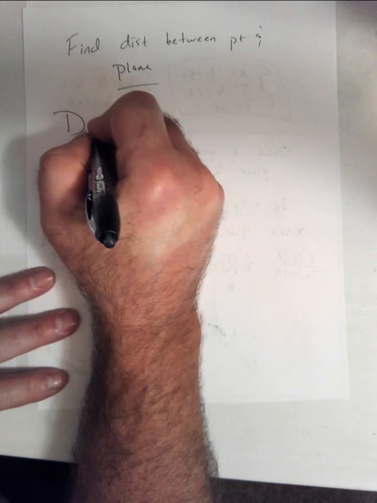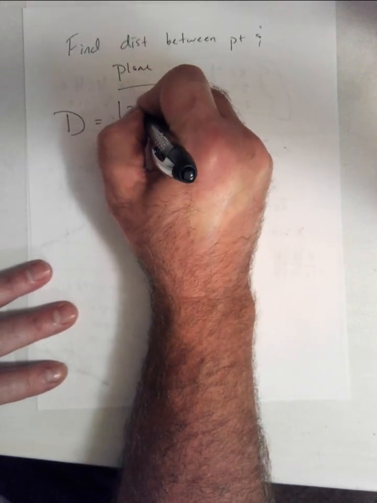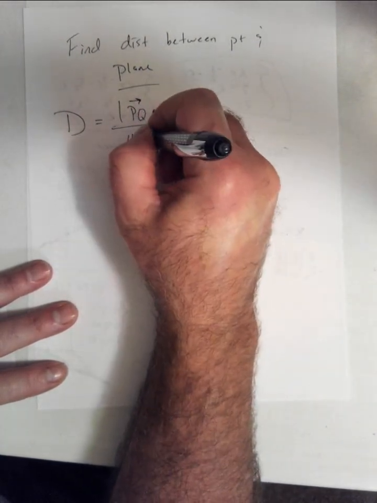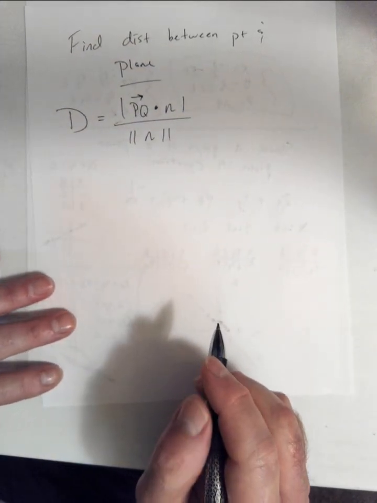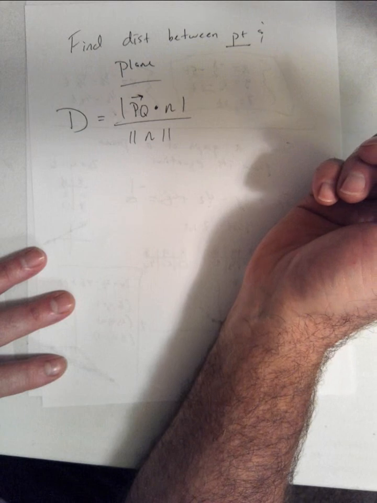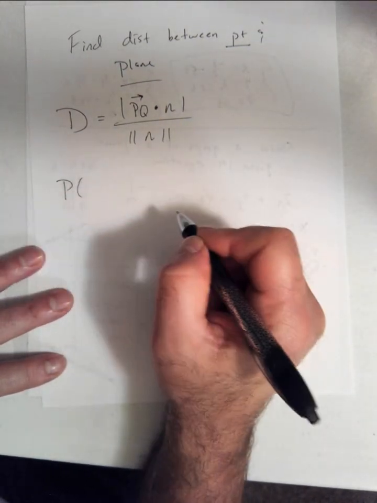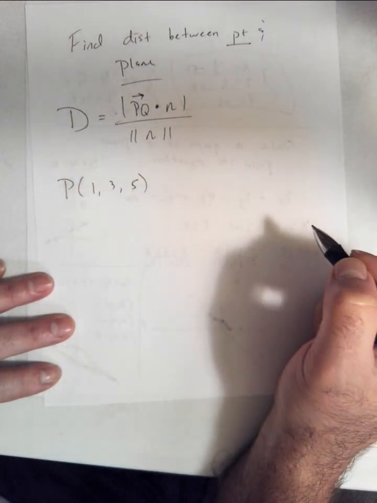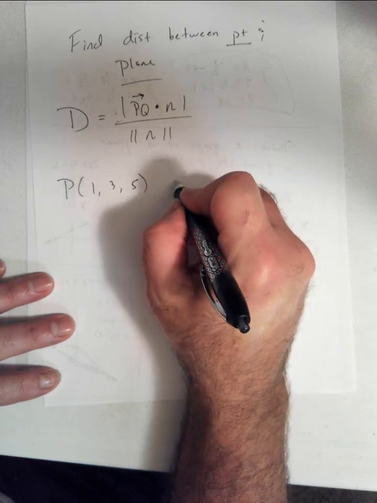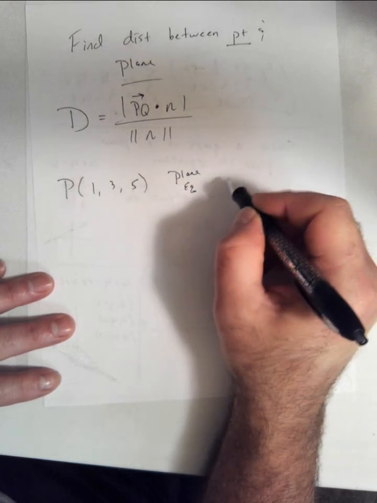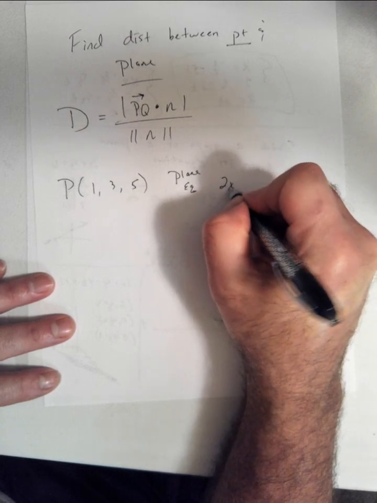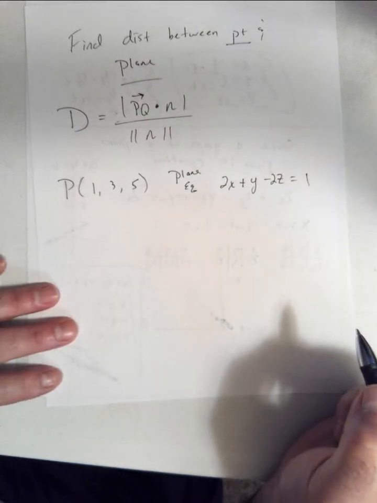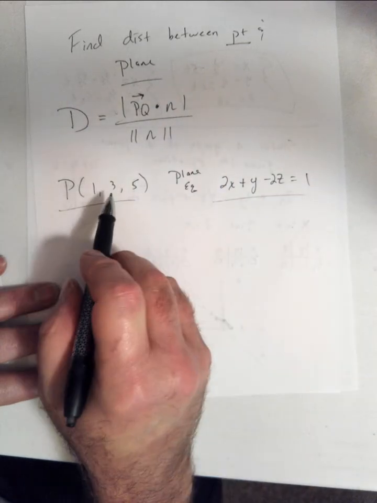So, you are given this formula, and again, they talk about projections and all that stuff. All you really need to remember is the steps here. You're going to be given a point, and you're going to be given a plane. Let's say P is my point, and it is 1, 3, 5. And then my plane is going to be in the form of an equation, which is, let's say, 2x plus y minus 2z equals 1, whatever. Okay? So you've got your point, you've got your plane, and you want to find the distance from here to here.